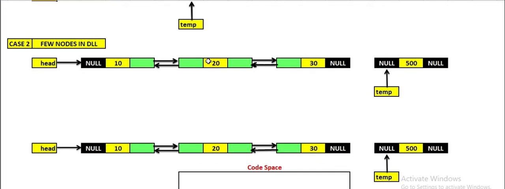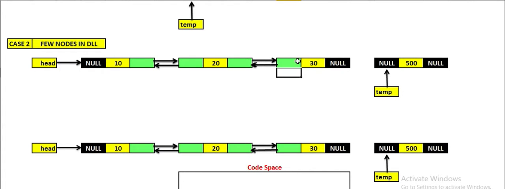Now let us take a scenario where we have few nodes with values of 10, 20 and 30, and there are 3 nodes, and you need to insert a node with a value of 500 at the end of this DLL. So what can be done? Okay, so let us think about it. What can be done is that we can have a reference to the first node, okay, and then we have to move this reference from the first node to the second till we reach the last node.